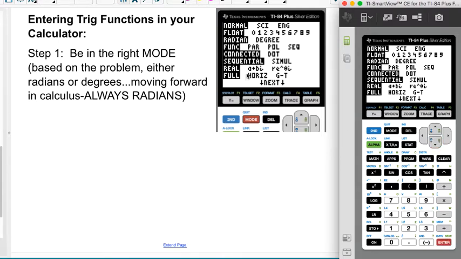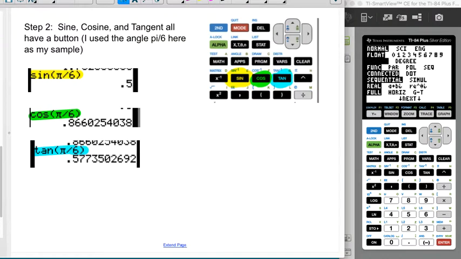In this class, it's about 50-50 because we definitely do some word problems that involve degrees. So basically, you're going to have to gauge what's happening in the problem. If you're doing a problem where they talk about 60-degree angles, then you should be in degree mode. If you're doing a problem that doesn't give you measurements for the angles, then it's radians. Once we're in the right mode, right?